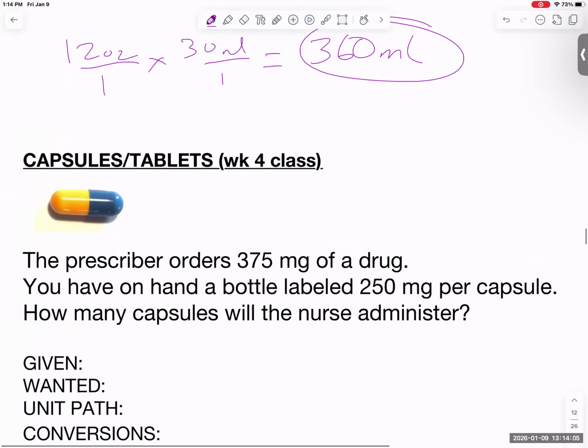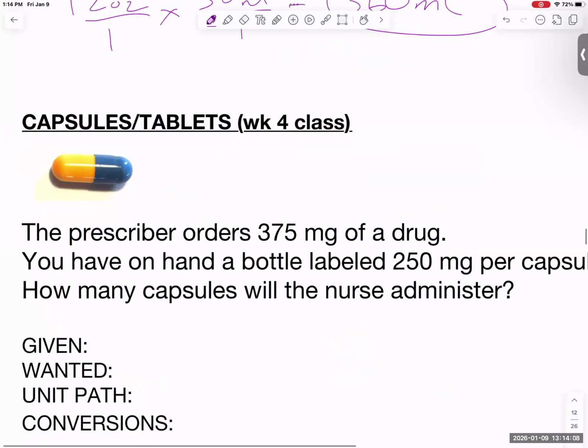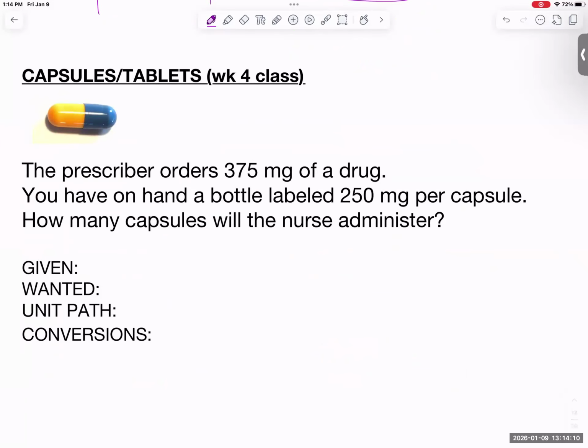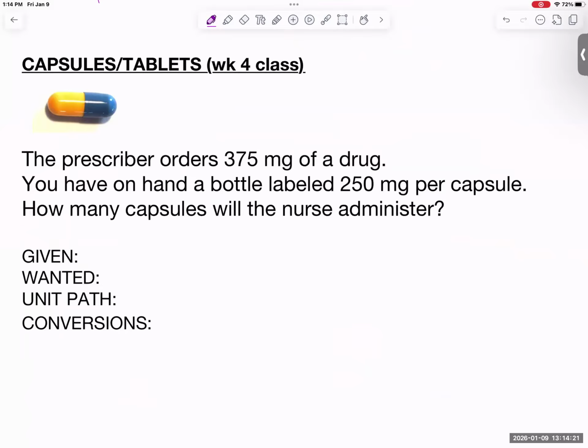All right. Woo! Okay. Let's keep going. You just did 3 weeks. It's doing good. All right. So now let's talk about some pills, capsules, and tablets. All right. So we're still using dimensional analysis.